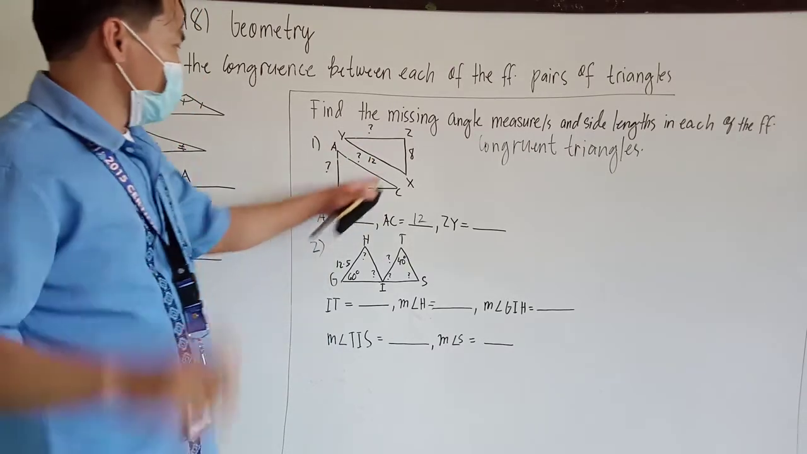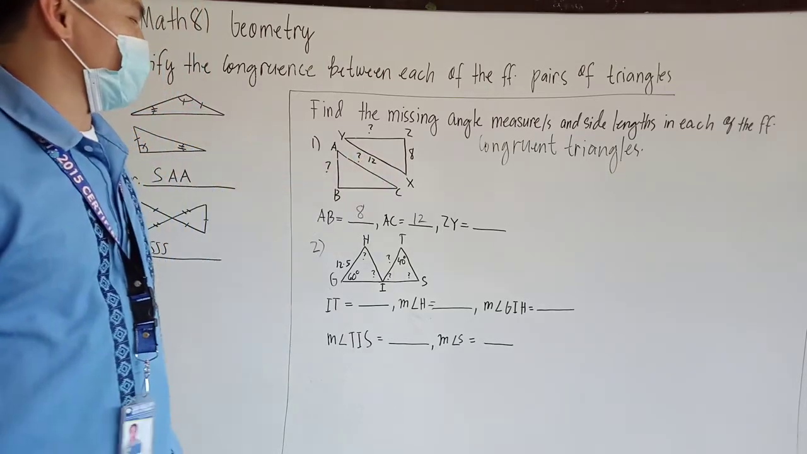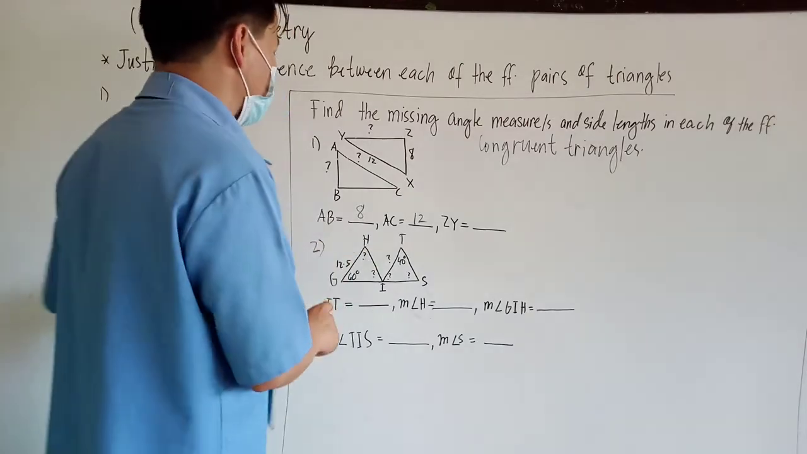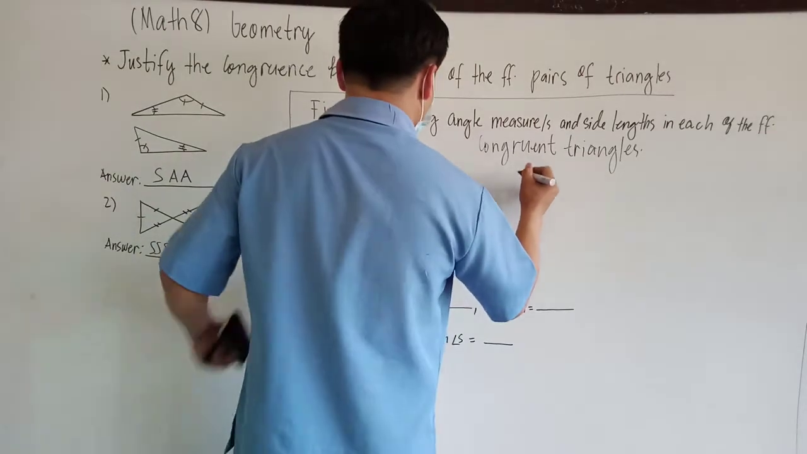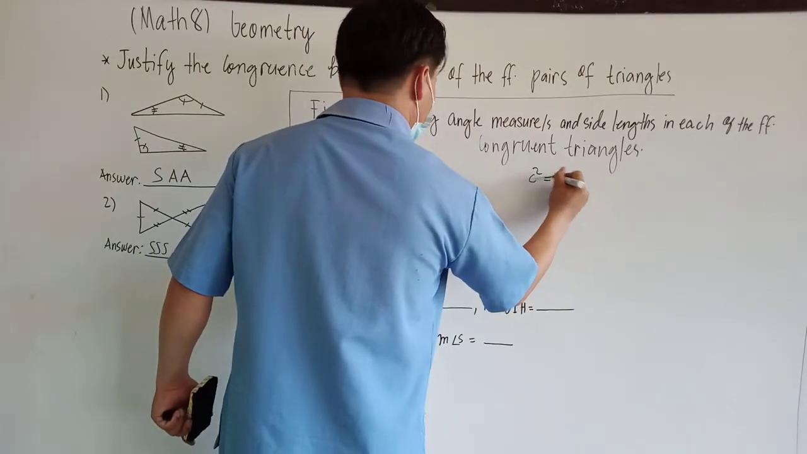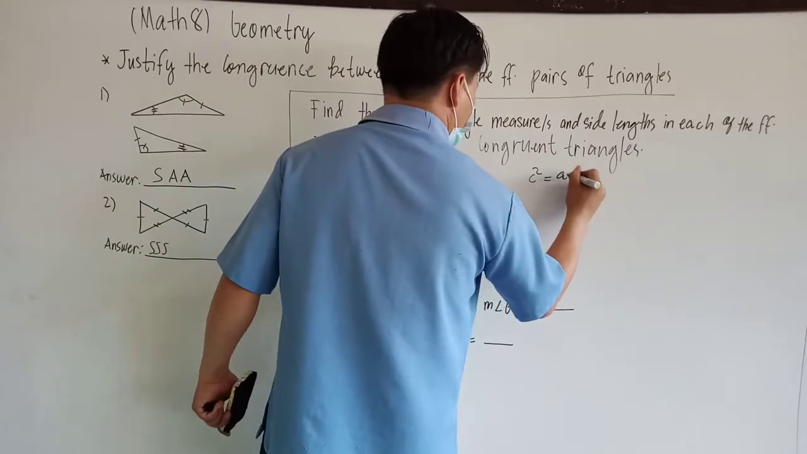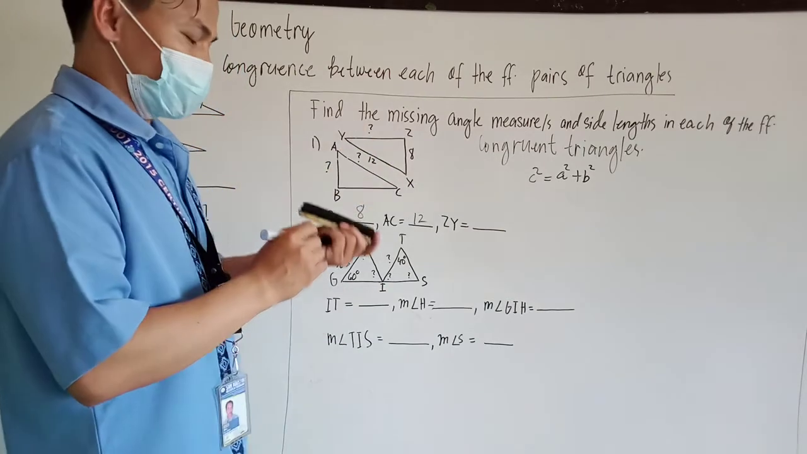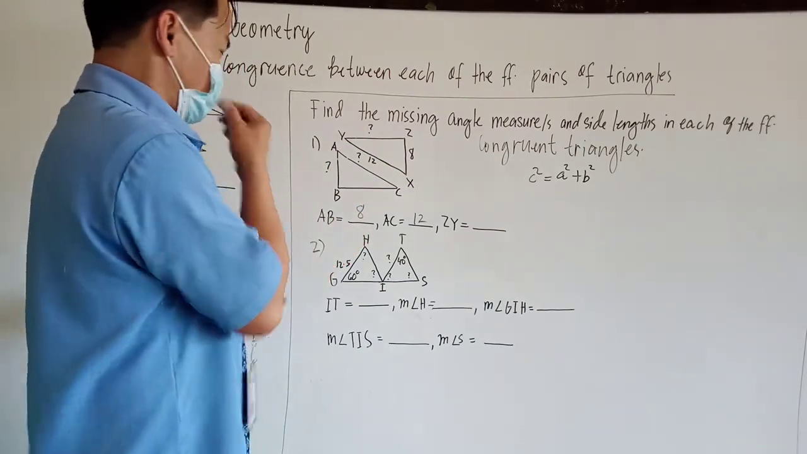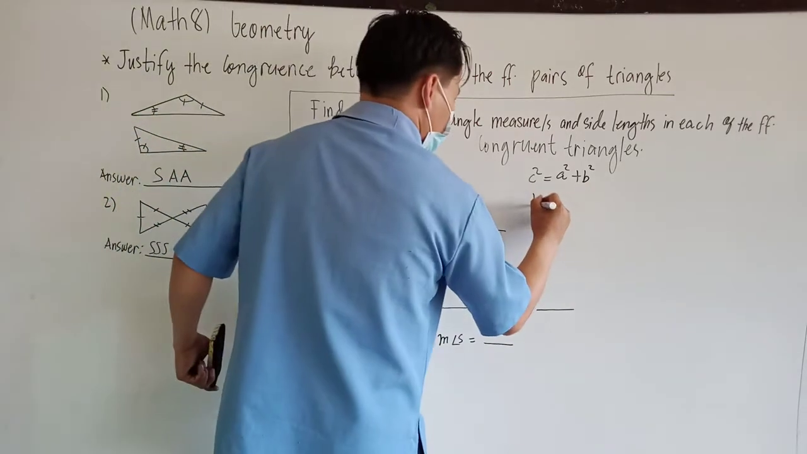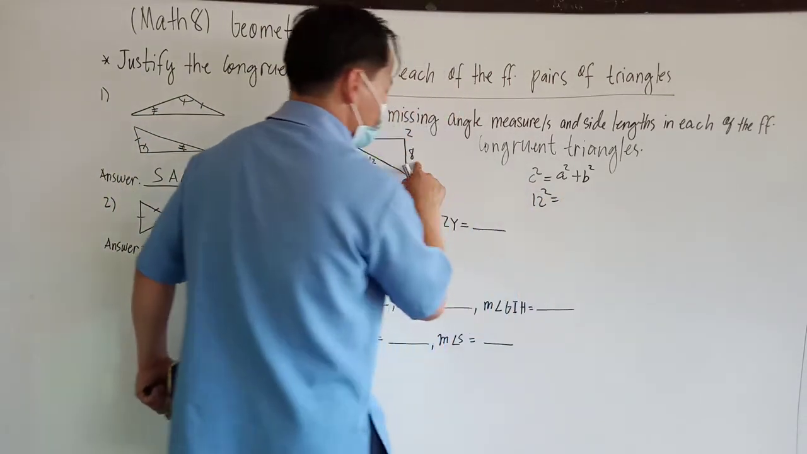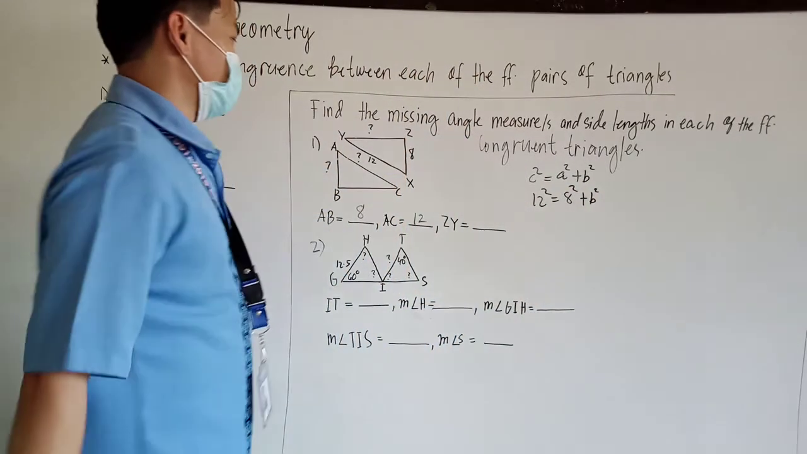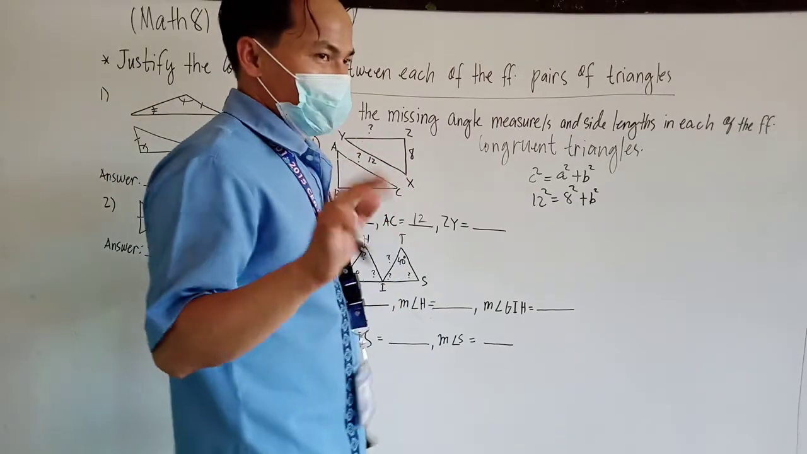So all we have to do is, since this is a right triangle, we can now make use of the property of the Pythagorean theorem. Pythagorean theorem formula. Let me say this one is our C squared. C squared is equal to A squared plus B squared. Actually, we can interchange between B and C because they are the two legs of one right triangle. So we have here our C is equal to 12. So we have 12 squared is equal to 8 squared plus B squared, because this one is unknown.